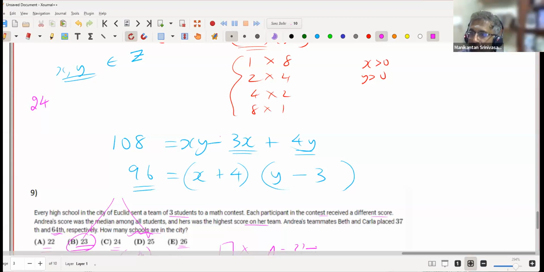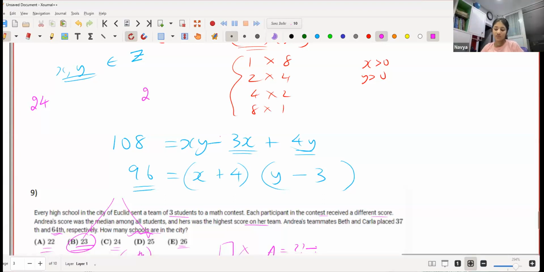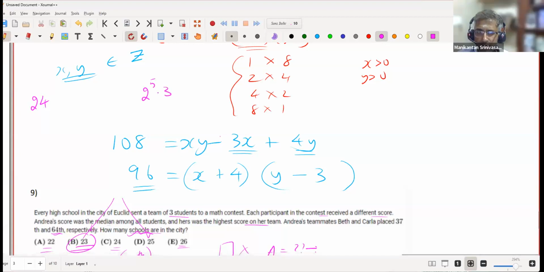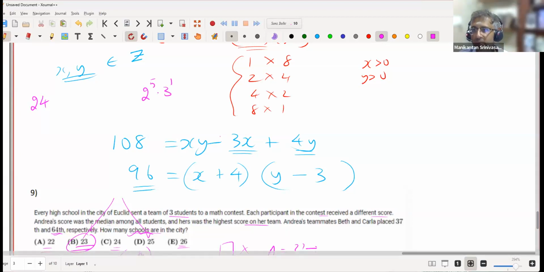Okay. x plus 4 is 96, y minus 3 is 1. Oh yeah. Wait, but why does that? Okay. Explain your answer, Navya. Yeah, Navya, explain your answer. So, 96 is how much? 2 power 5 times 3 power 1. Okay, go ahead.